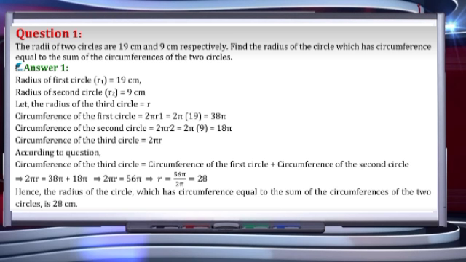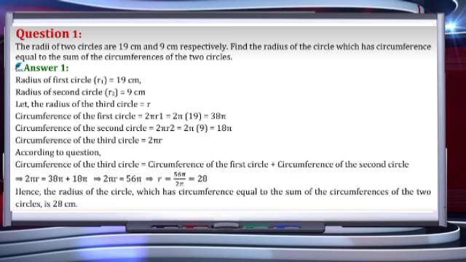So here one of the radii is given as 19, the other as 9. Let R1 be 19, R2 be 9. Let the radius of the third circle, whose circumference equals the sum of the circumferences of these two circles, be R. According to the question, C1 plus C2 is equal to C. I hope you are getting my point: the circumference of the first circle plus the circumference of the second circle is equal to the circumference of the required circle.